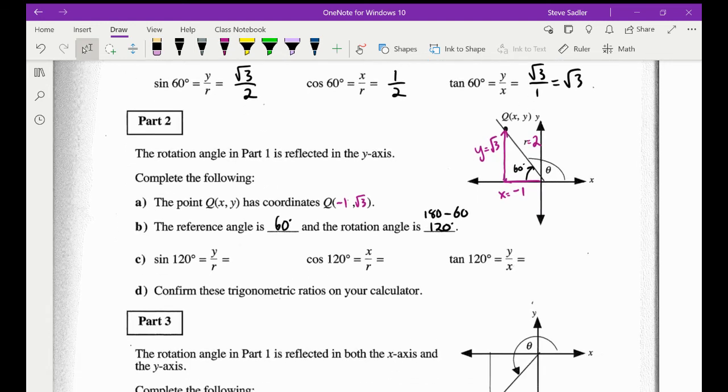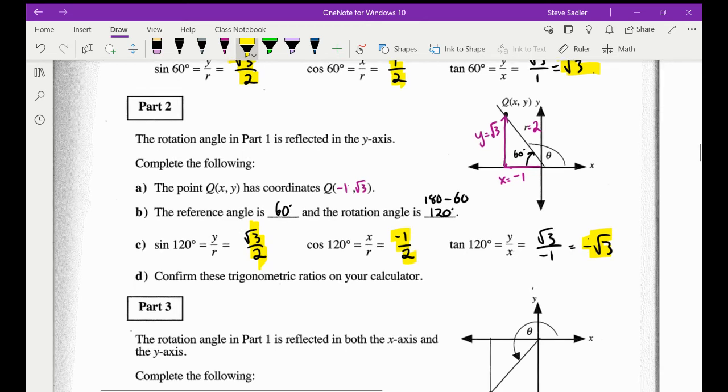So now we can just write our trig ratios in. So sine of 120 is y over r. That will be root 3 over 2. And you can see that's the same in both. Cos is going to be x over r, which will be negative 1 over 2. So it's almost the same, but cos is negative now. And tan will be y over x. So root 3 over negative 1, or negative root 3, which is almost the same, but now negative. So the only one that stayed positive is the sine. And you can confirm this on your calculator if you want to.